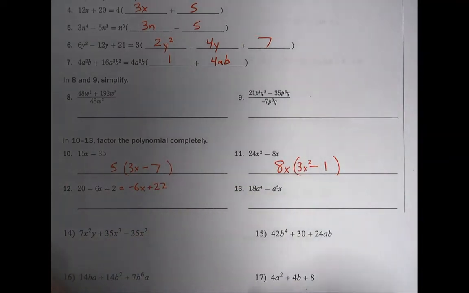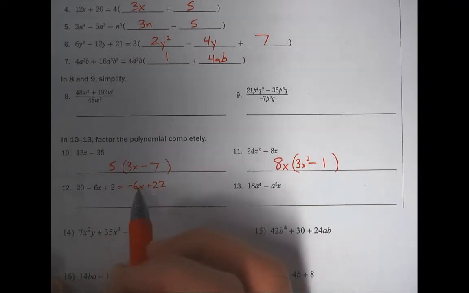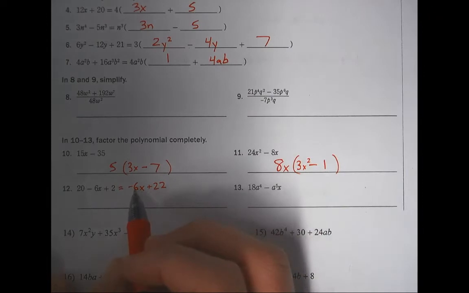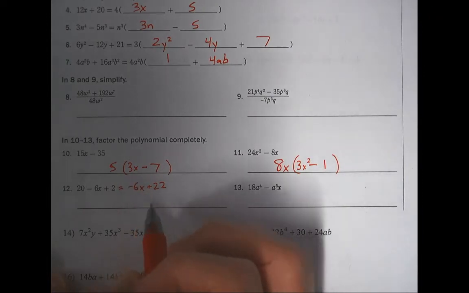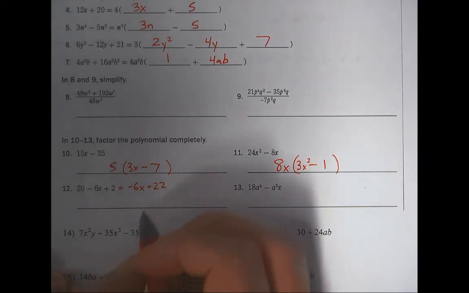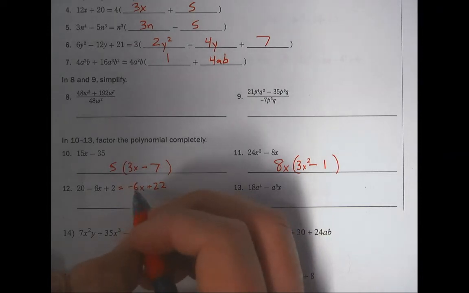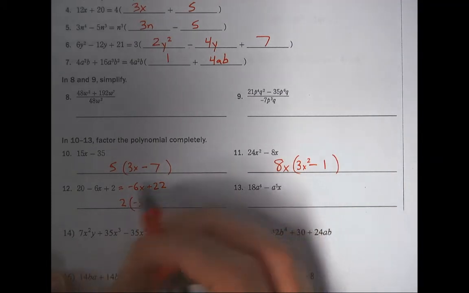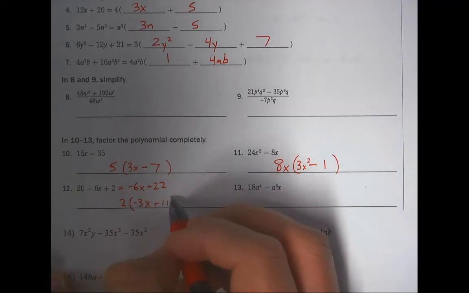is 22. So looking at these two now, negative 6 and 22, they both don't have an x, so I can't take an x. Looking at 6, I could take out a 2 or a 3. 3 isn't going to fit into 22. I could take out a 6, doesn't fit into 22. So 2 is going to be the number. And so to multiply to get a negative 6 would be negative 3x. And to multiply to get a 22, that would be 11.